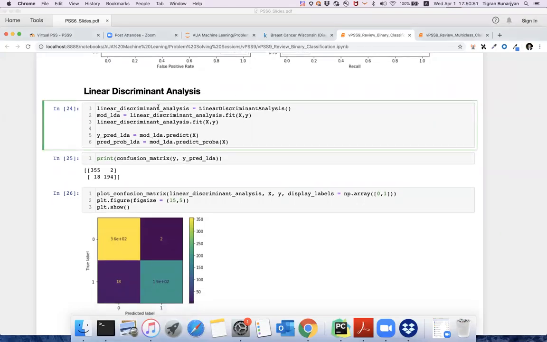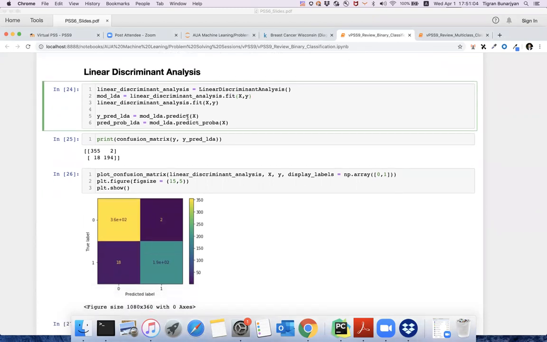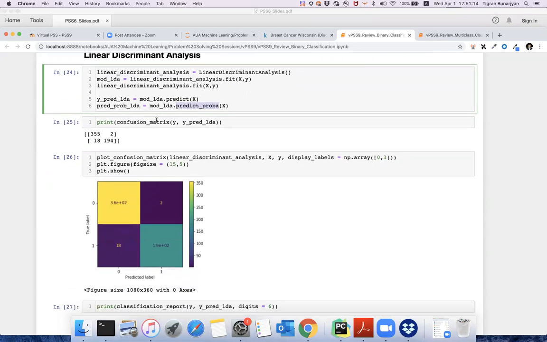Okay, so the idea in here is the same. We create an object of the LDA class, and we fit the model on our X and Y. And then we get the predictions and the prediction probabilities of our observations to be on class 0 and 1. And then we plot the confusion matrix, and the procedure is pretty similar to what we discussed during the logistic regression session.